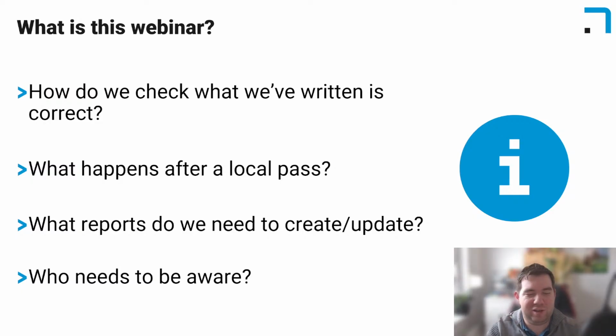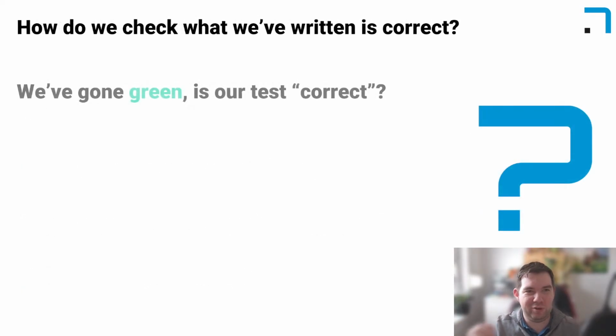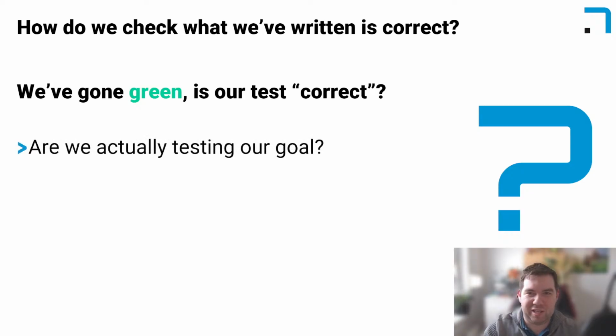So let's look at the first section of this webinar. How do we check that what we've written is actually correct? Because we've gone green, isn't that enough? Well, no, not necessarily. Just because our test went green doesn't mean that it is actually correct, because we need to look at several key aspects.